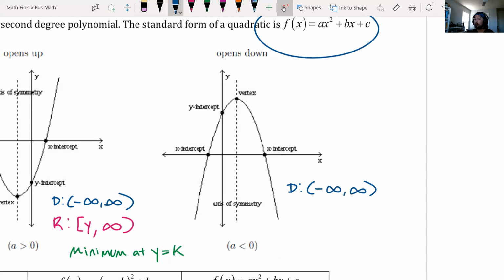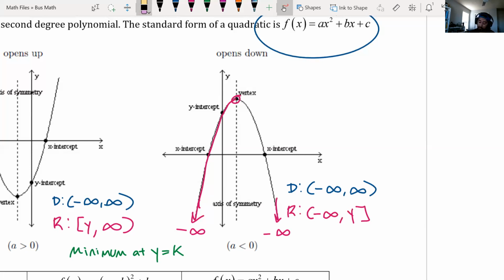Well, with that being said, guess what the domain is for this parabola? It's still all real numbers because it's a quadratic function. The range, well, now our range will start at the smallest value. So these tails are headed towards negative infinity. This means that when we deal with the range, we're going to start at negative infinity, which is the smallest possible y value. And then we're going to come up our parabola and end at the y value of the vertex.